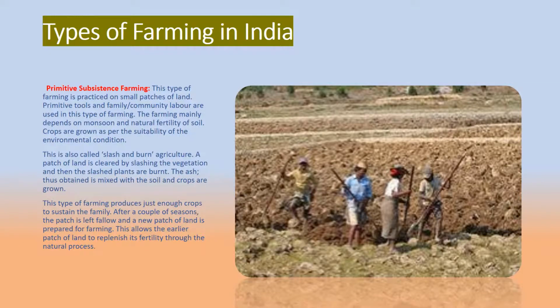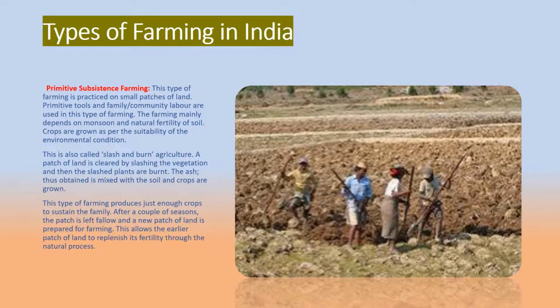This is also called slash-and-burn agriculture. A patch of land is cleared by slashing the vegetation and then the slashed plants are burnt. The ash, thus obtained, is mixed with the soil and crops are grown. This type of farming produces just enough crops to sustain the family.